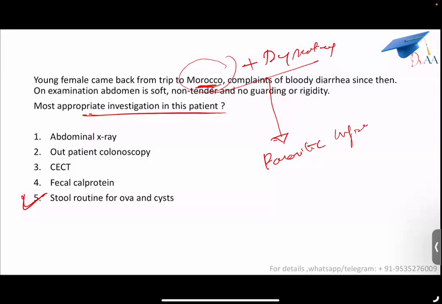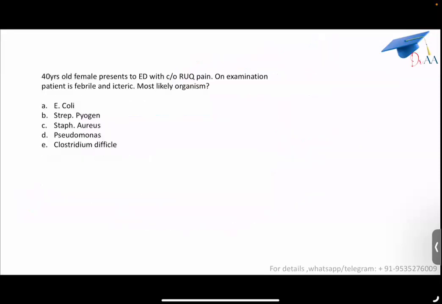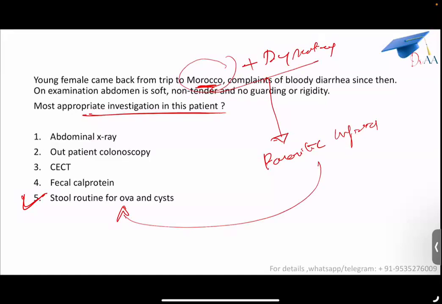Okay, that's the reason you are getting a stool for ova and cyst, because you're thinking about parasitic infection. What about the treatment? Metronidazole? Yeah, usually if it comes positive, then we go ahead with metronidazole or tinidazole.